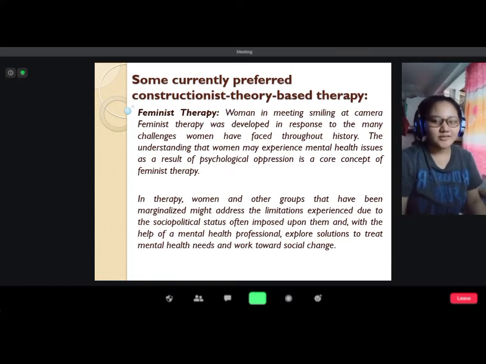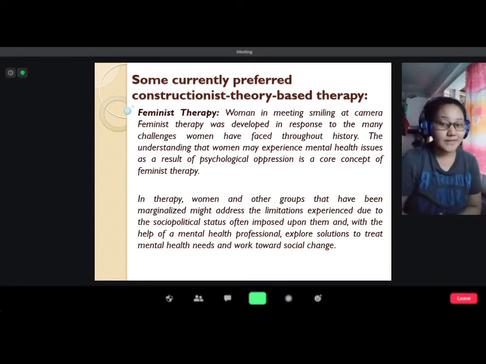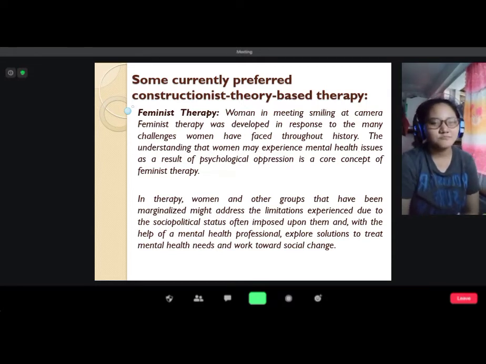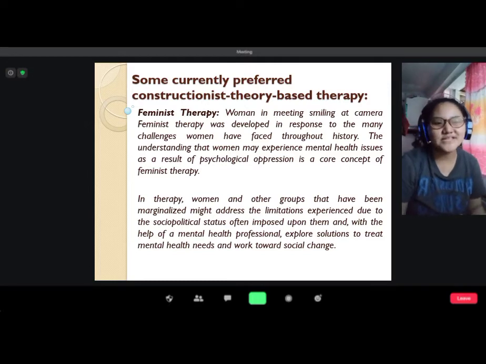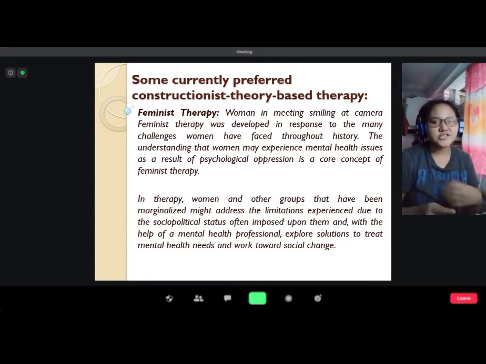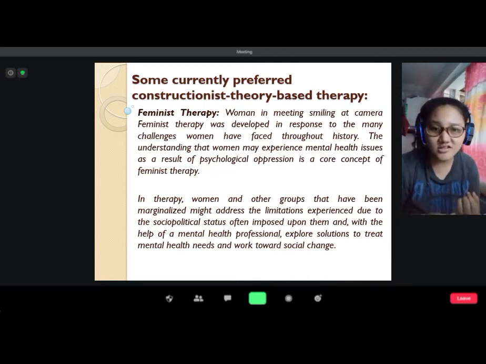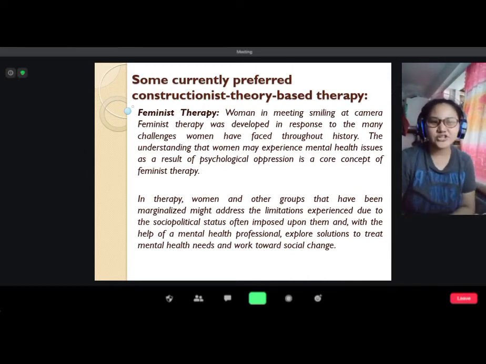So, ang tanong ng karamihan sa feminist therapy, is feminist therapy available for men? Before, feminist therapy consisted of women helping women. But in the present day, feminist therapy is open to couples, families, children, and also people of any gender.